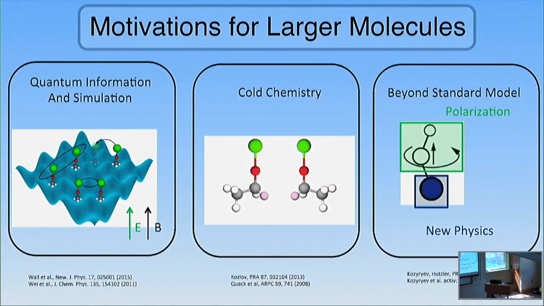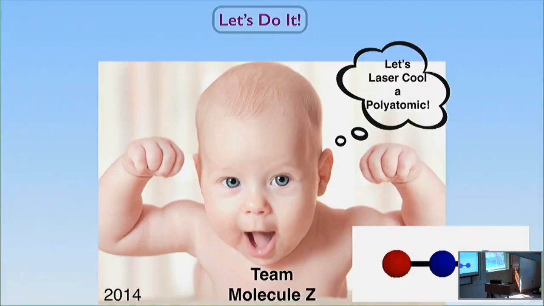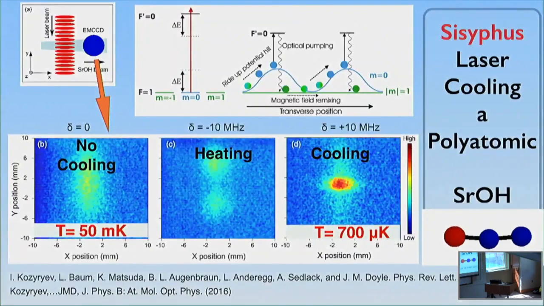There's a paper, including one from us, about using symmetric top molecules for quantum computation because of this orbital angular momentum along the internuclear axis, but also looking for beyond the standard model physics. So Team Molecule Z, we were working on CaF. It was like, well, let's try a polyatomic. Why not? So we started this in 2014.